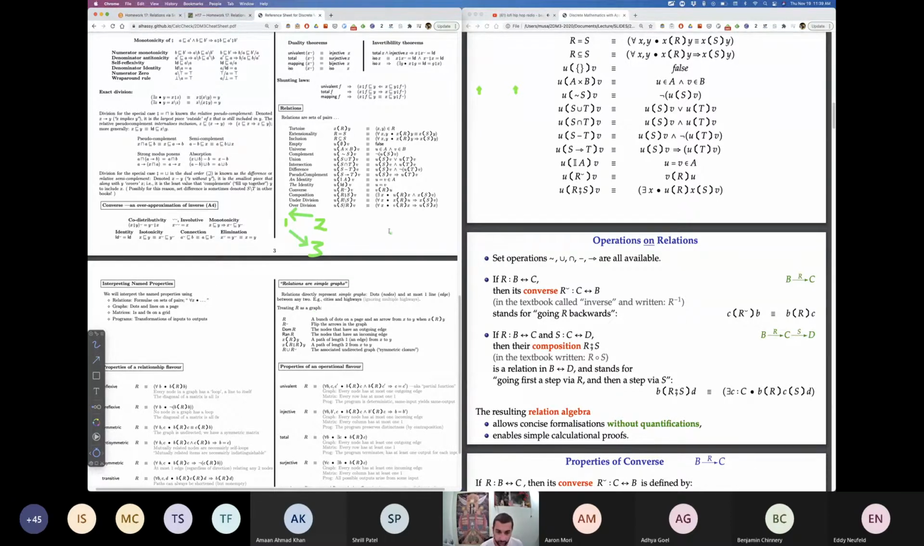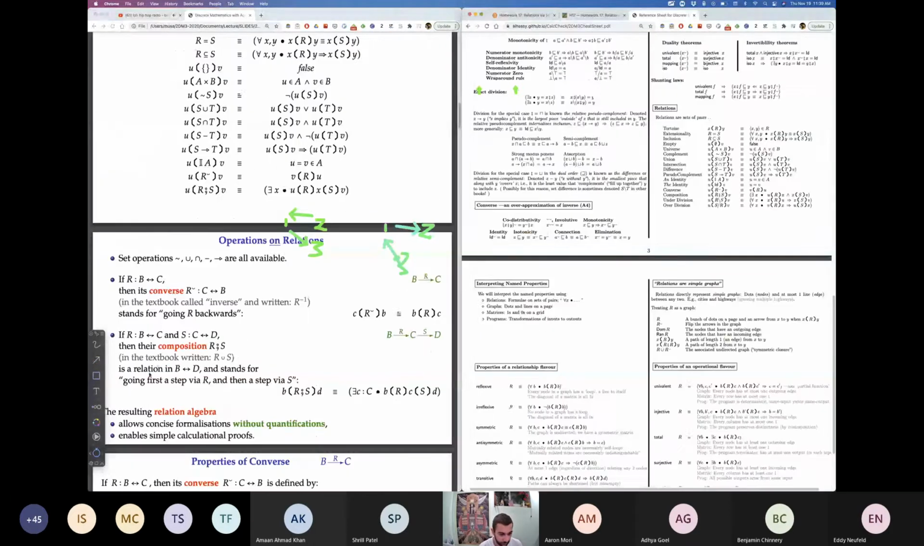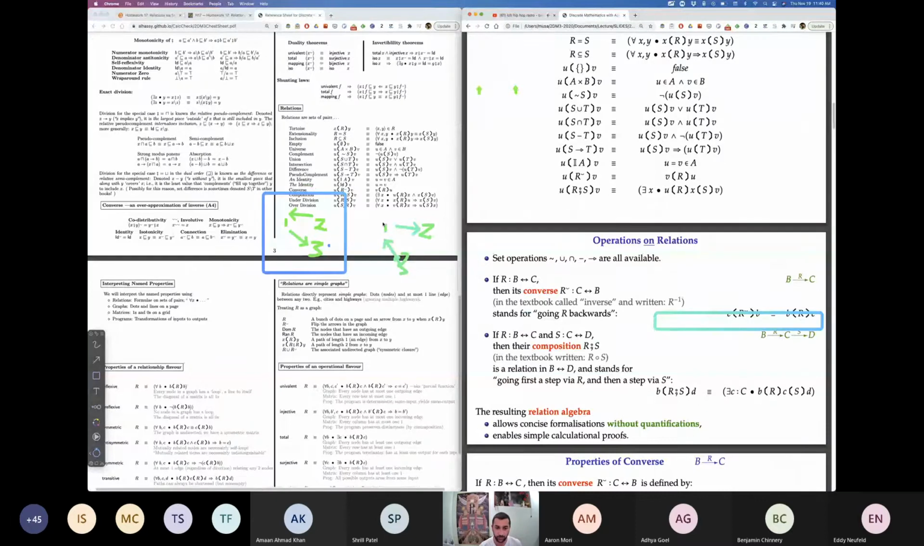Then the converse will have 1, 2, 3, and this one will now point in the opposite direction, and this one will point in the opposite direction. So that's what I mean when I say if you think of a relation as a graph, then the converse is to flip all the arrows around. I hope this makes it clear. We have R right here, and then we flip the arrows around to get R converse.